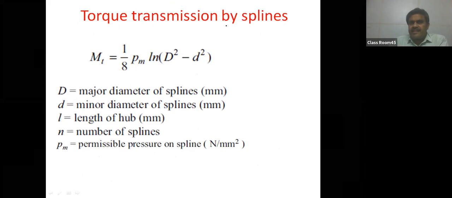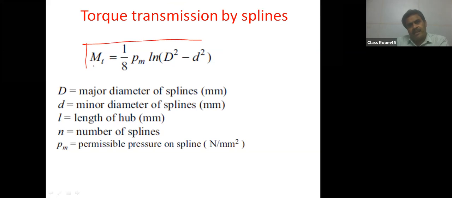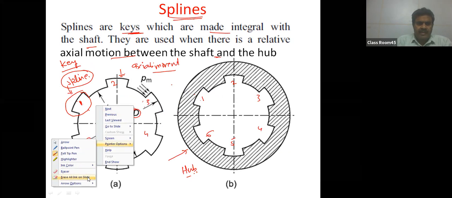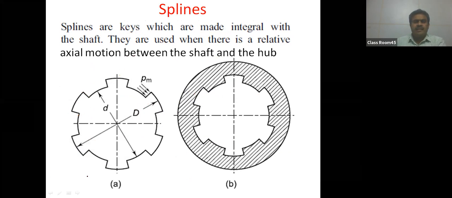So torque transmitted by the spline. This is the formula that we will derive today. How does this formula come? We will derive this formula, finding the torque. So in this diagram, the capital D is the major diameter, or you can say outer diameter. Small d is the inner diameter.